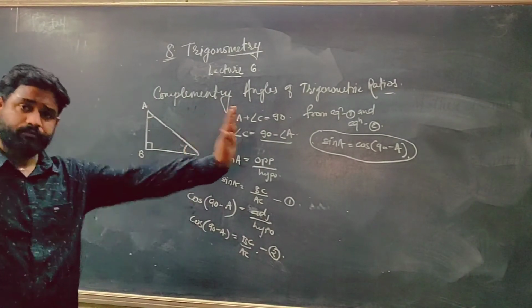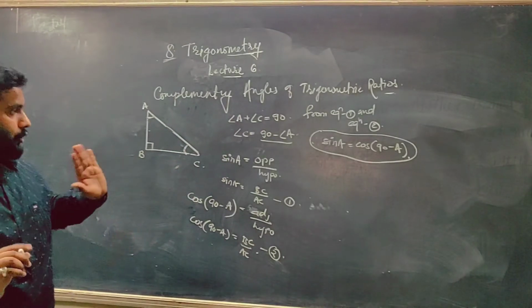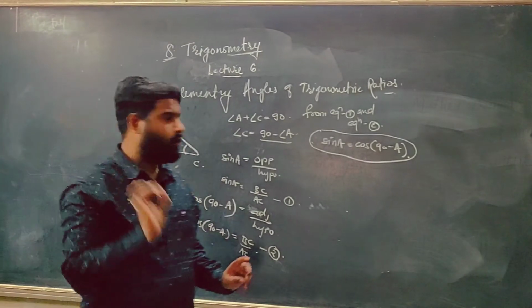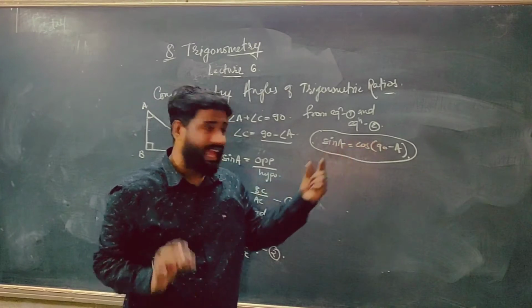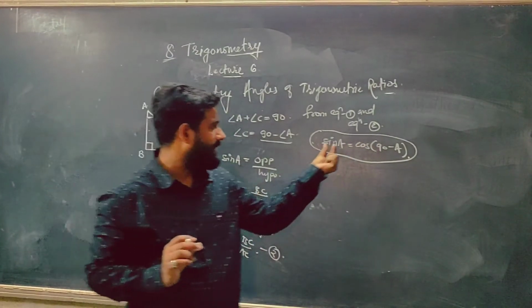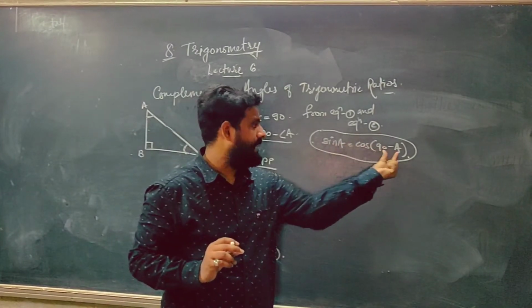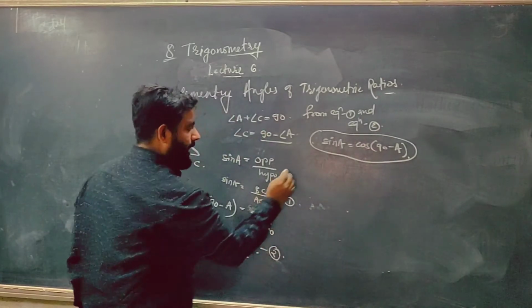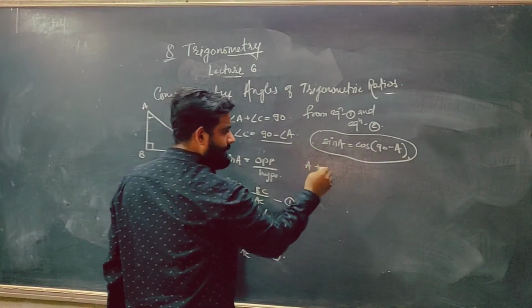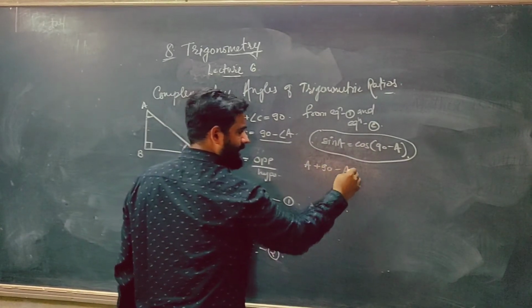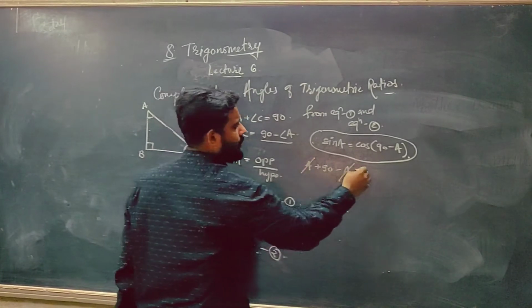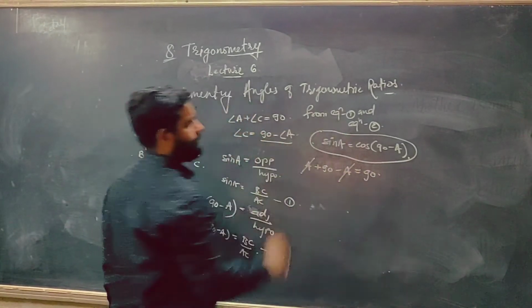Fair enough? Okay. Now just try to look at here. What is the sum of the angle? Only the sum of the angle. Here the angle is A and here 90 minus A. If you add up A plus 90 minus A, the minus A and plus A will give you 0 and the answer will be 90.